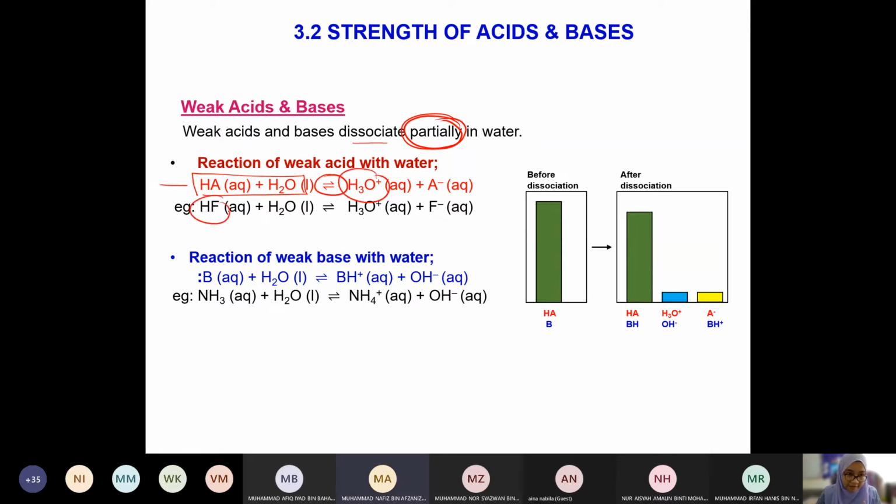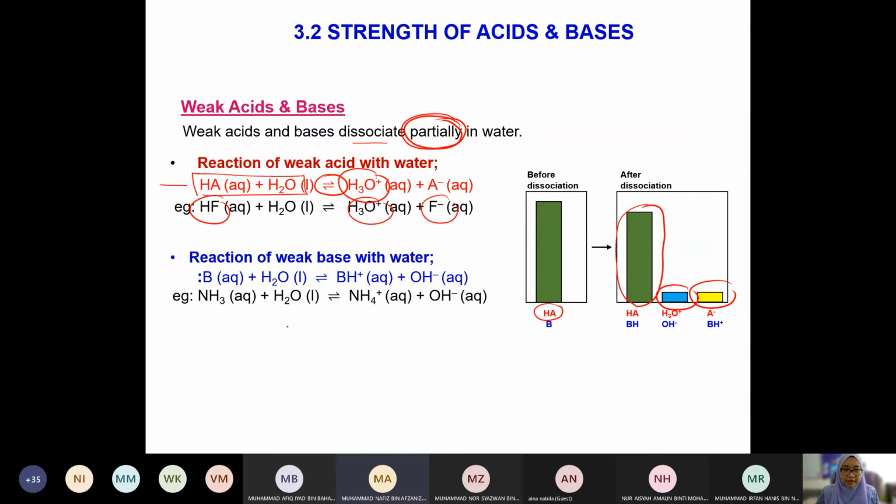For example, HF. HF is a weak acid. It will react with water to produce H3O+ and F-. So this is how it looks, guys. Before dissociation, we only have HA. Initially, we only have the acid. But after dissociation, the HA is still present in a significant amount. Can you see the H3O+? Only a small amount of H3O+ and A- are present. So it does not fully dissociate. Only a small amount of acid dissociates.